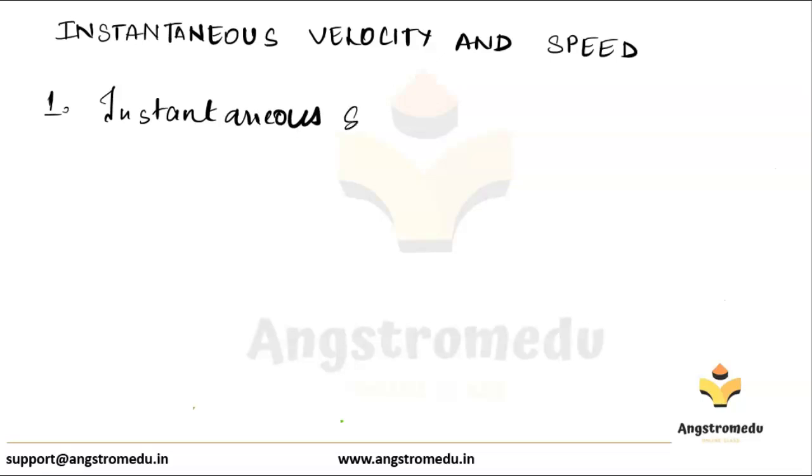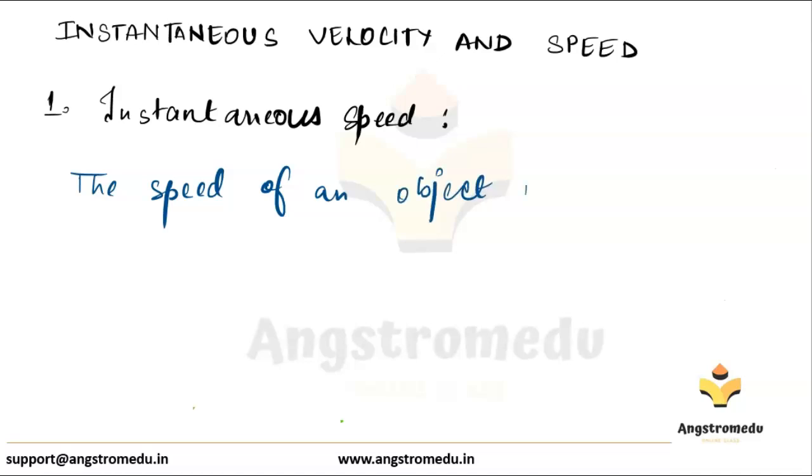Today we are going to learn about the topic instantaneous velocity and instantaneous speed. So let us firstly see what is instantaneous speed. It is equal to the speed at an interval of time. If we talk about instantaneous speed, then it is the speed of an object at any given instant.